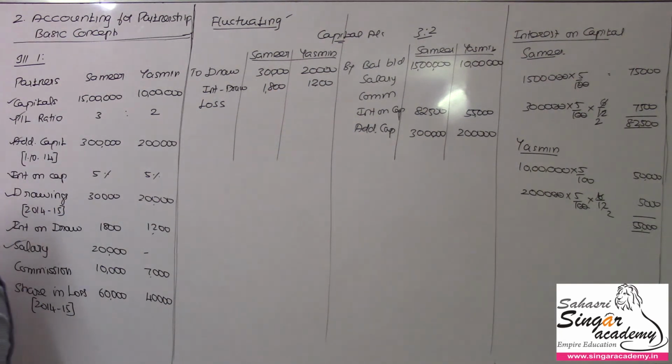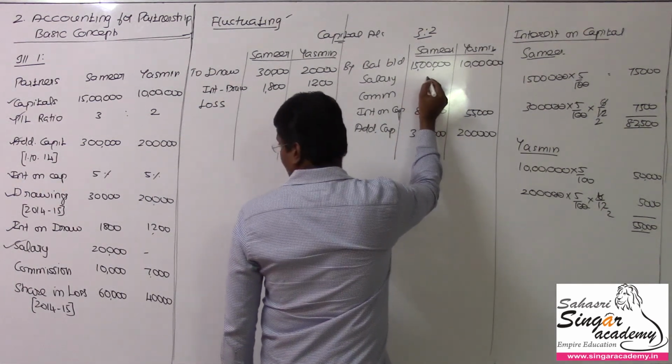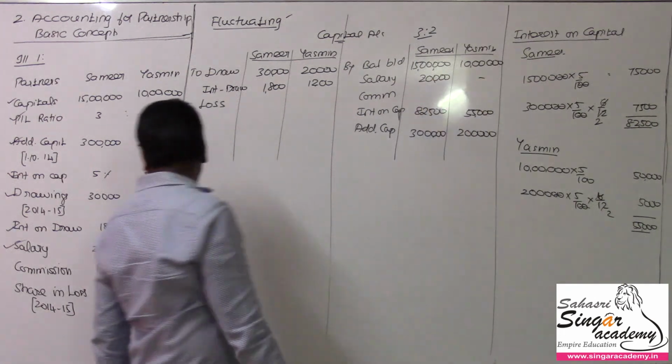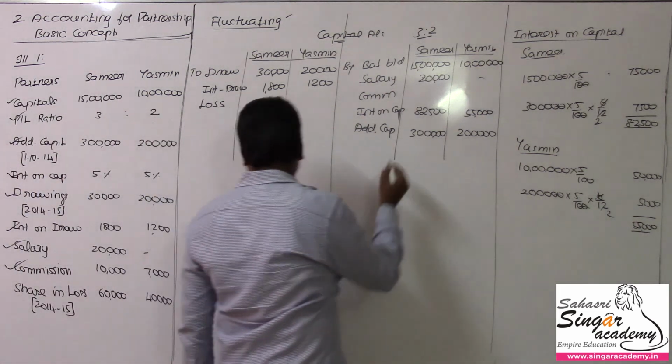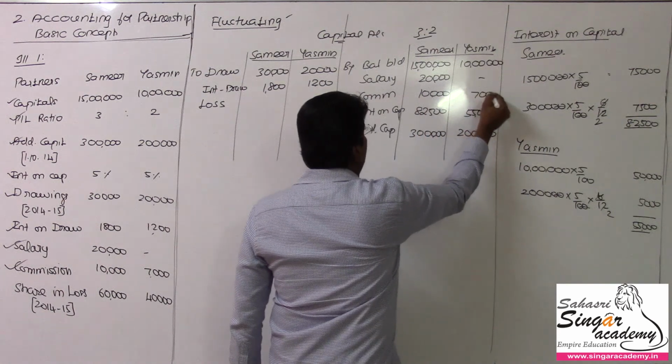Of course, salary is only meant for Samir. I am going to credit Samir's account here. So the value will be 20,000 rupees. Nothing for Yasmin. Commission is available for both the partners, 10,000 for Samir and 7,000 for Yasmin. So I posted these values.